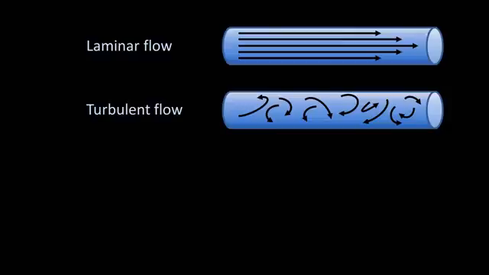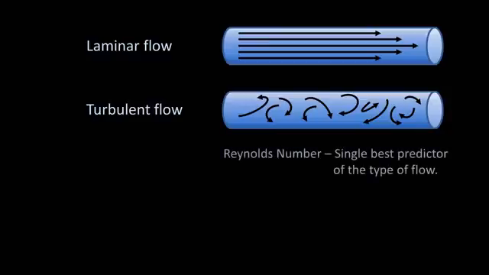When studying or designing physical systems that involve fluids, it's critical to be able to predict which of these two types of flow will be present. A dimensionless value called the Reynolds number is the single best predictor of this.